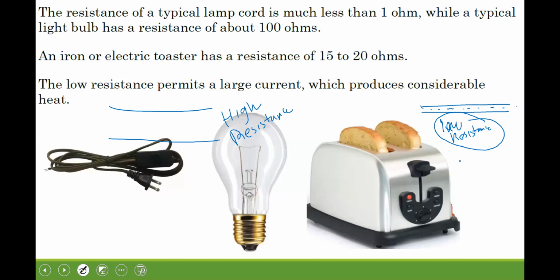So the low resistance here in the toaster, since we have only 20 ohm, allows a large current. This large current makes heat to toast this bread, or to heat this bread, you can say. But if they manufacture it with a large ohm, imagine now this toaster with 100 ohm, how will the current be? It will be very small. So since it will be very small, it will not give you enough heat.